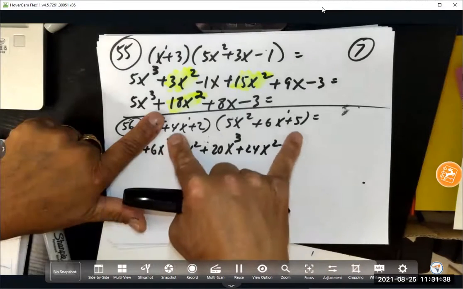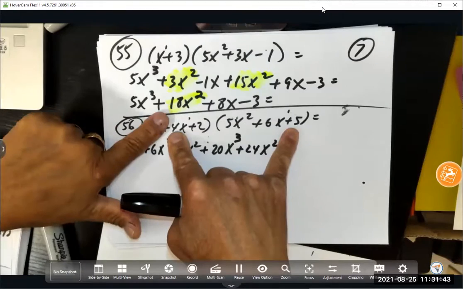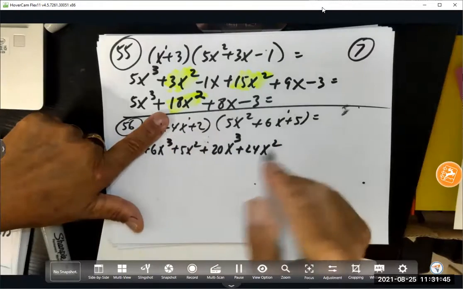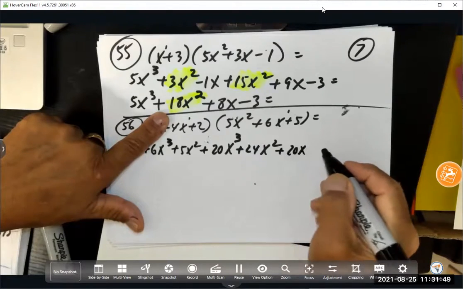And now 4x times the last number. See my fingers? 4x times 5 is 20x. Yeah, 20x. There you go. Make sure you see the right signs. All right, so we're done with those.